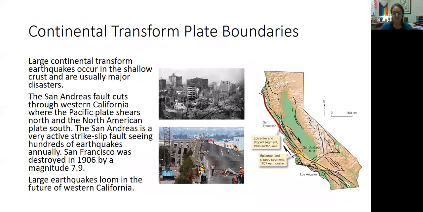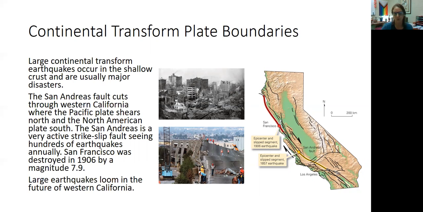All right, so we've talked about how divergent boundaries create shallow, small earthquakes. Convergent boundaries can have shallow and deep earthquakes that can be huge. Now we're going to talk about transform plate boundaries. Transform plate boundaries, that's where Earth's crust is just moving not up or down, just side by side. A good example of this is the San Andreas Fault. It's the one that cuts through Western California, and it's where the Pacific Ocean plate is moving to the north and the North American plate is moving to the south, relatively.